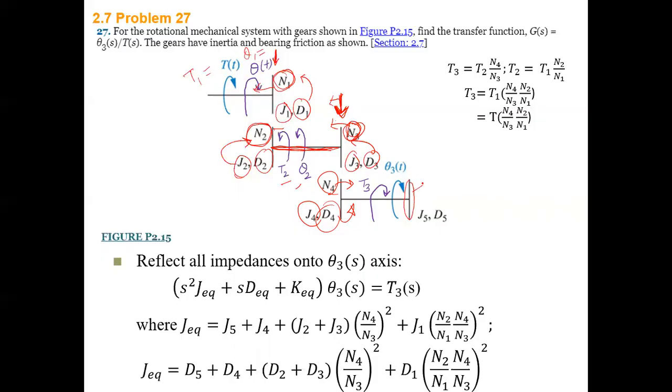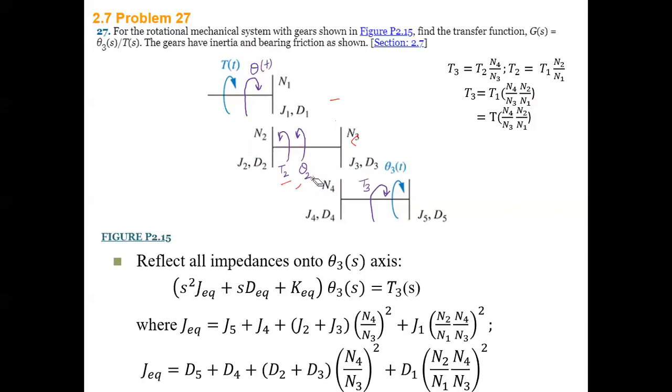This is just the inertia, okay? Inertia, and also you have damping there, inertia and damping. So this is the question. Now your goal is to figure out theta 3 over T. T is this. What is theta 3? Theta 3, sorry. So theta 3 over T. That's what you need to figure out now.